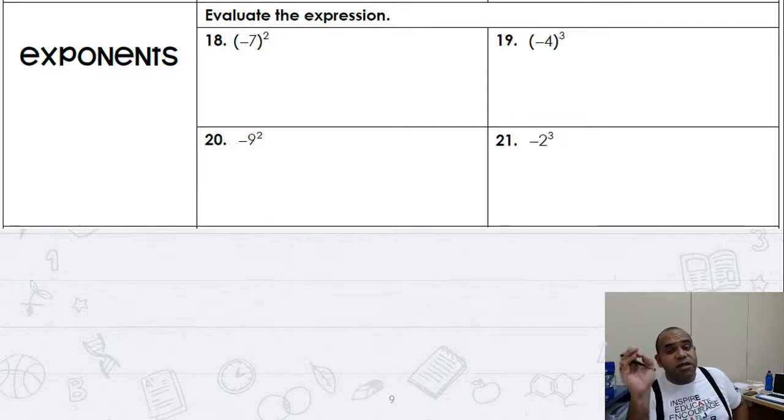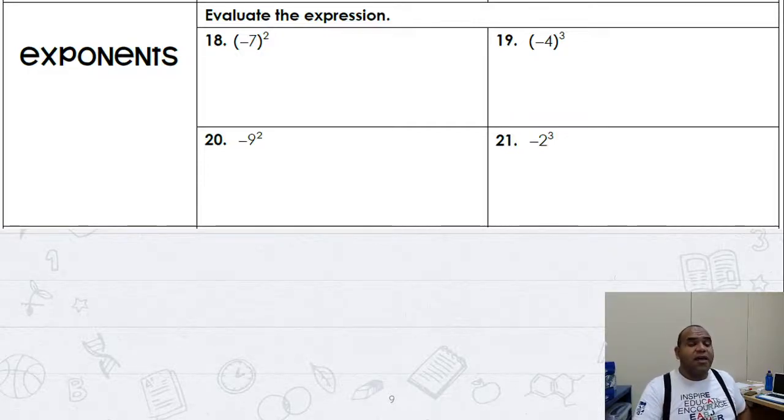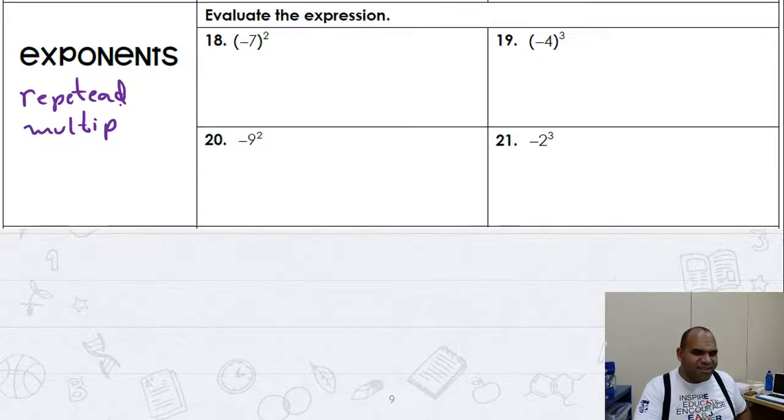Exponent. Pay attention here about the exponent, guys. As you remember, the exponent is repeated multiplication. The same idea. Let's do it here. Negative 7 to the second power means I have two negative 7s.